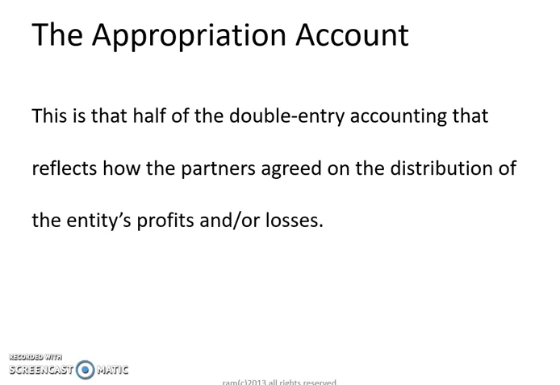Well, we know in accounts, everything is double entry. So the appropriation account will be the double entry to the current account. So it basically shows how the partners agreed on the distribution of the business's profits or losses.